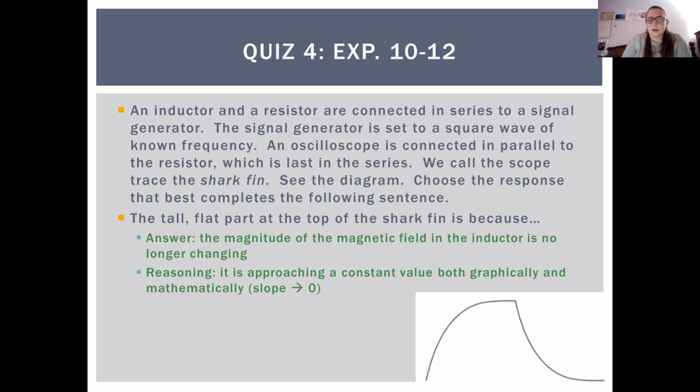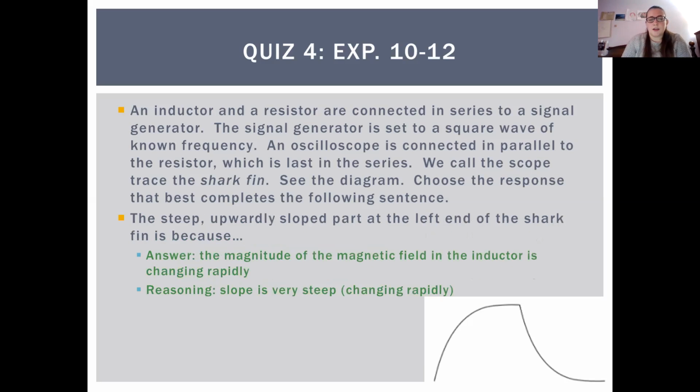The other version of this question is asking about that steep upwardly sloped part at the beginning. What's happening there? Again, if we look at the slope of that line, we see that the slope is changing very quickly. It's very steep. And so the magnitude of the magnetic field is changing very rapidly because we have a steep slope there. Hopefully that makes sense, those two things.